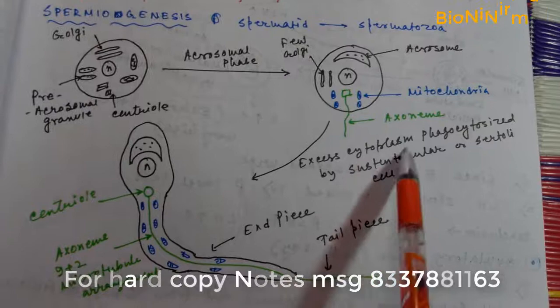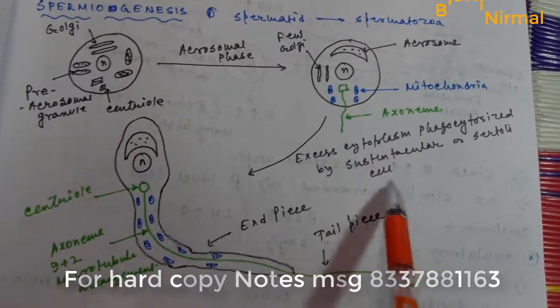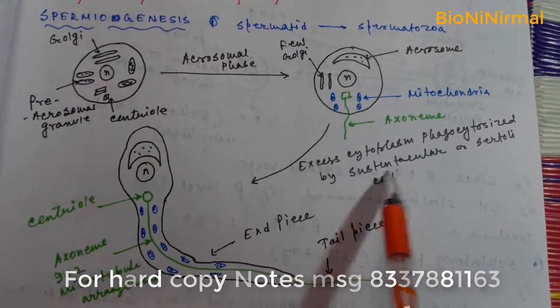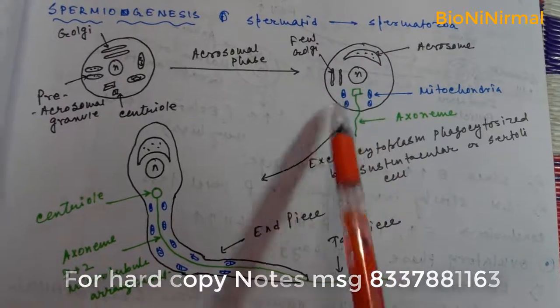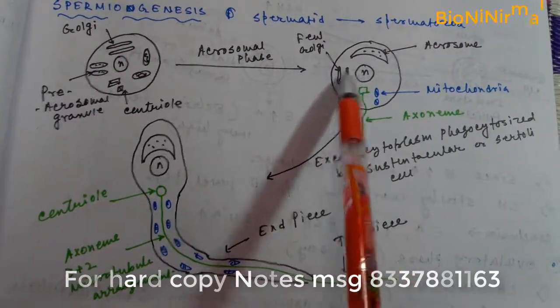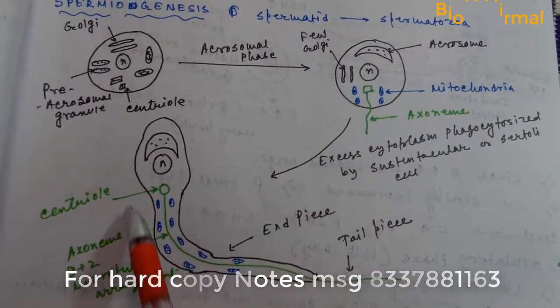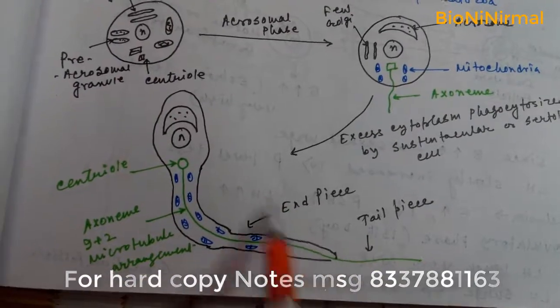Next, the excess cytoplasm is phagocytosed by the sustentacular cell or the Sertoli cell. So the Sertoli cell helps in the spermatogenesis procedure, and in this way the excess cytoplasm is engulfed by the Sertoli cell, so that the spermatozoa looks like a tadpole-like structure.